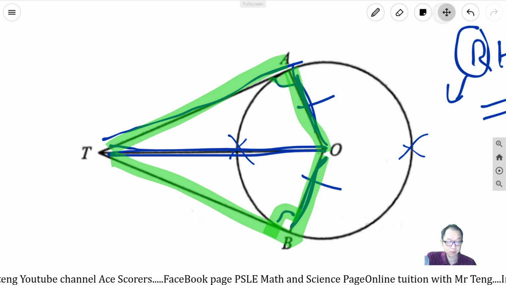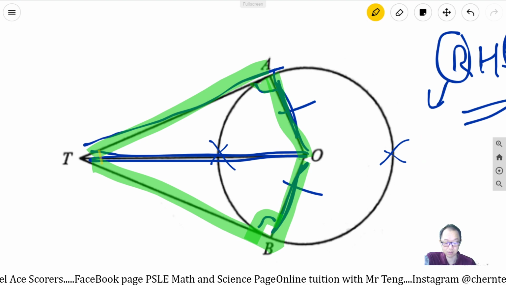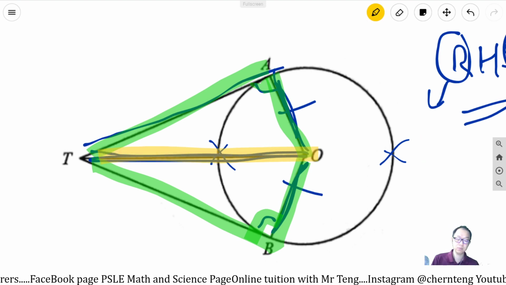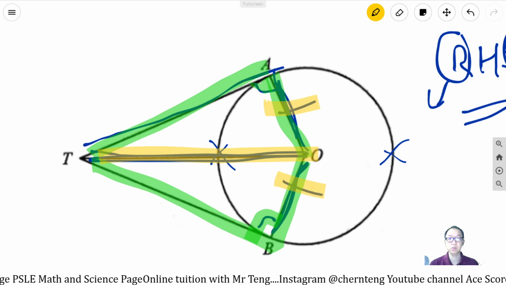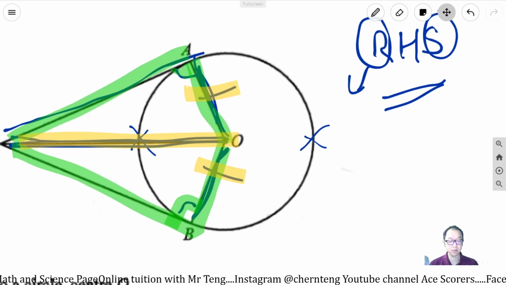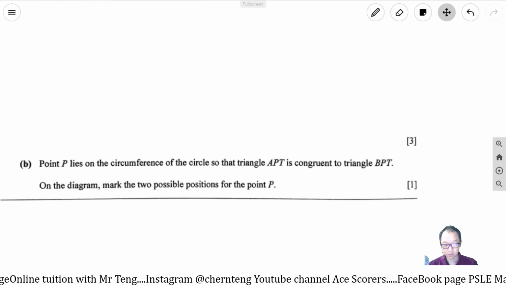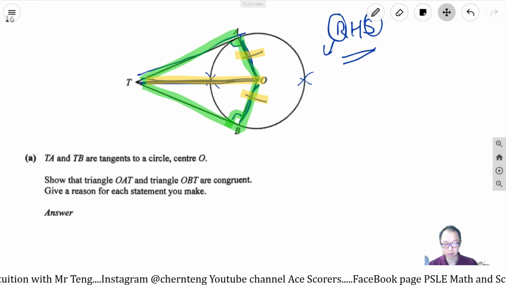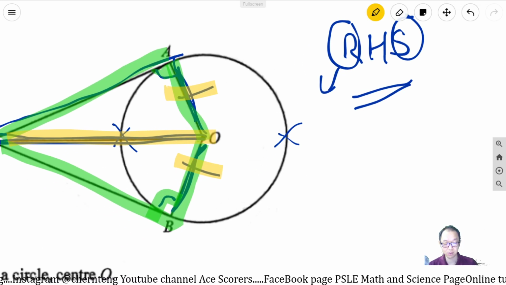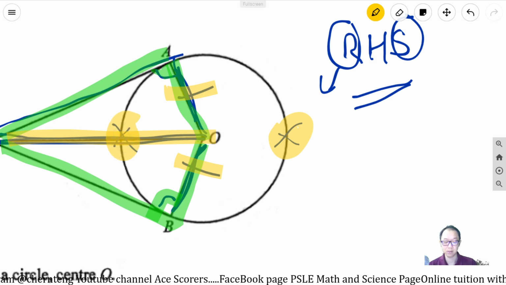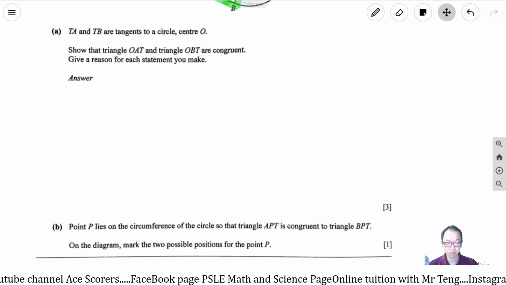Next, we have the same side here, and they also have the same width here and here. So RHS for sure tells us that it's congruent. The two possible points of P are one here and another one here. That is where P is supposed to be. Next one.